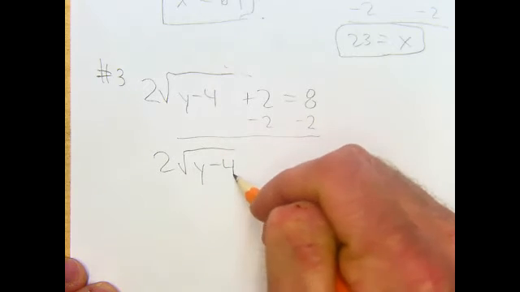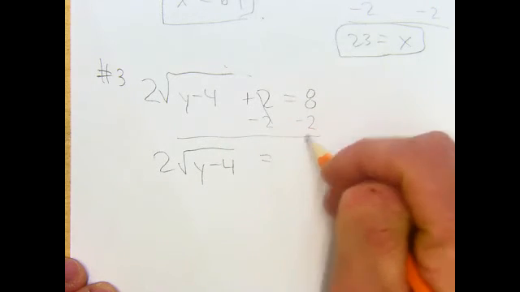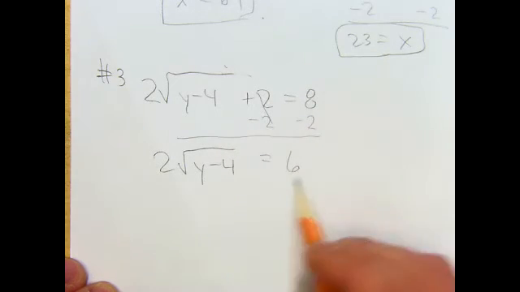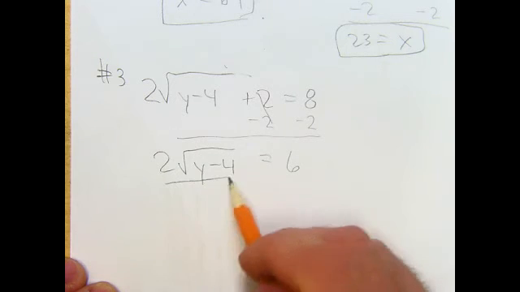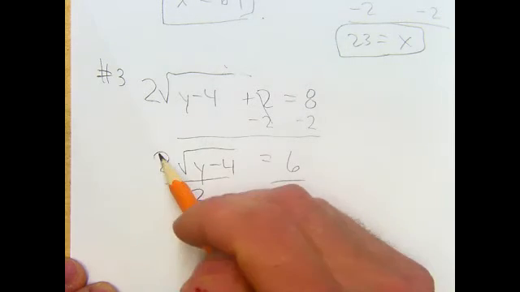Write down everything that's left. This canceled. This is 6. Now we can take this 2 off that's in front. So divide each side by 2.